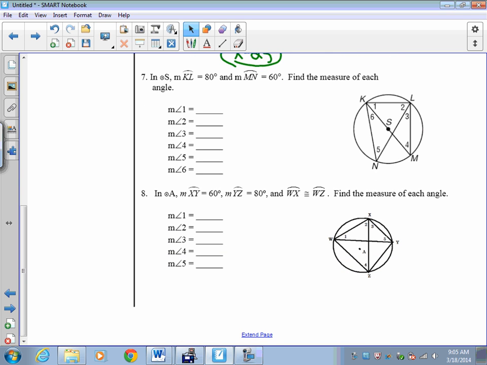All right, number 7 says in circle S, the measure of arc KL is 80 degrees. So that means this right here is 80 degrees. And the measure of arc MN is 60 degrees. So they ask us for the measure of angle 1. So angle 1 is this right here.